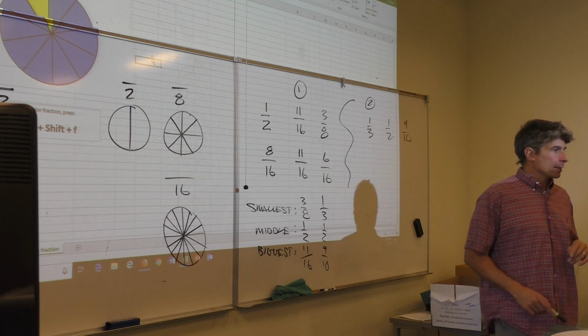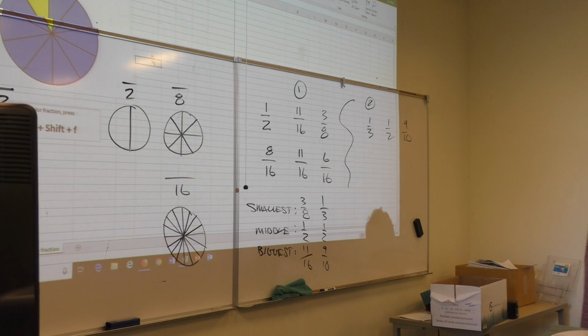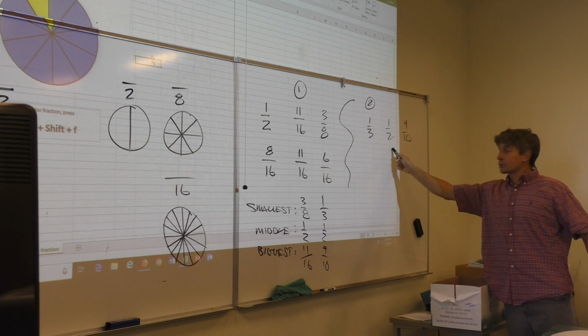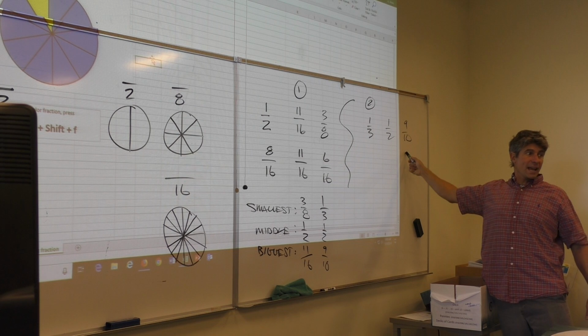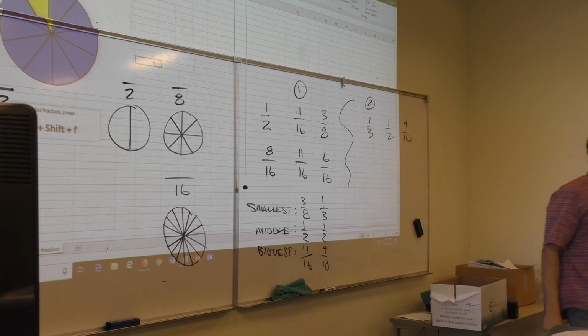Figure out common denominators there. I want to give you a hint. In case you want to go the common denominator route, forget least common denominator. You ever want to find a common denominator? Multiply all the denominators together. 3 times 2 is 6, times 10 is 60. That's a common denominator. Not the smallest, but it's a common denominator and it'll work.